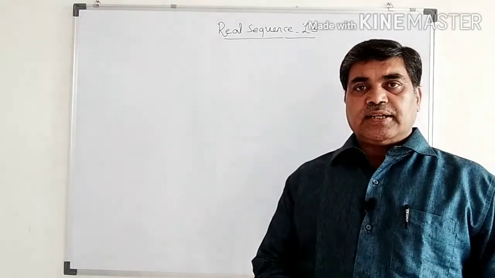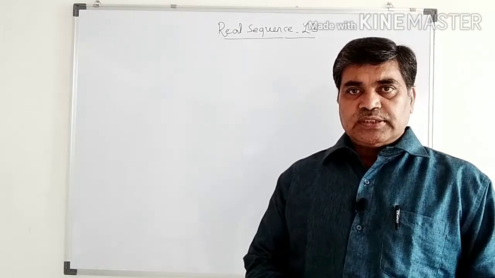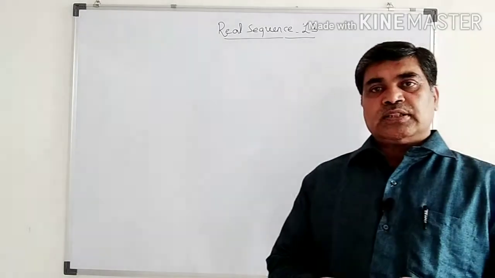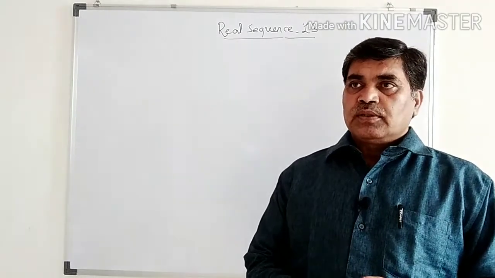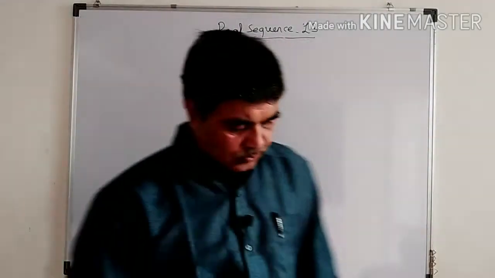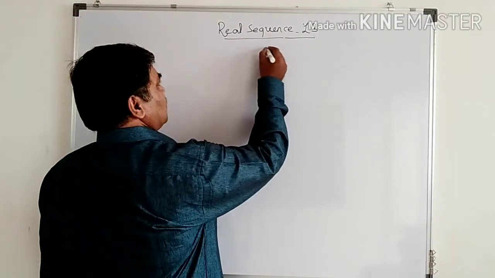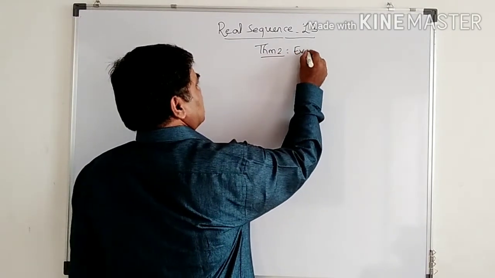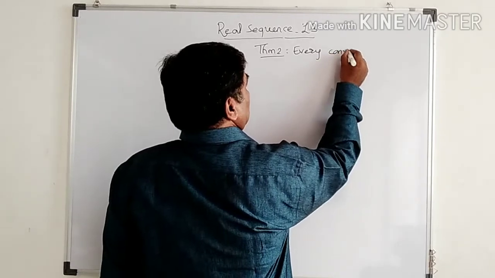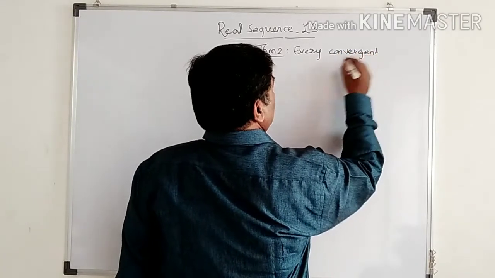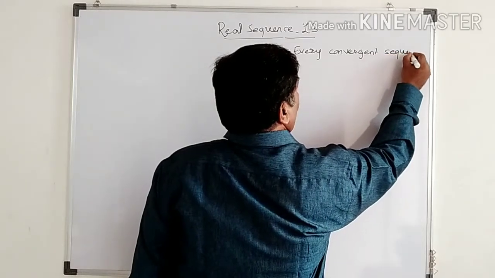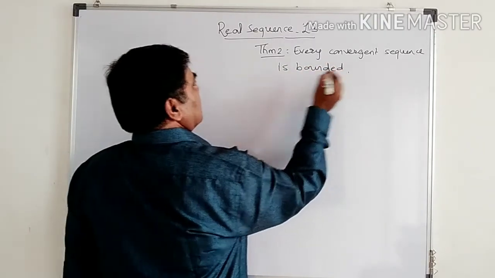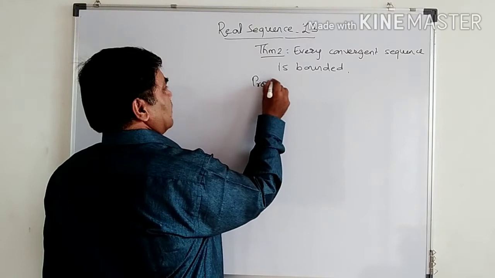So we will see the first result, that every convergent sequence is bounded. Then we will prove that a subsequence of a convergent sequence is convergent and it converges to the limit of the original convergent sequence. So what is our theorem? Theorem number 2. Every convergent sequence is bounded. As we are studying real sequences, every convergent sequence of real numbers is bounded. In fact, in any metric space also, every convergent sequence is bounded.